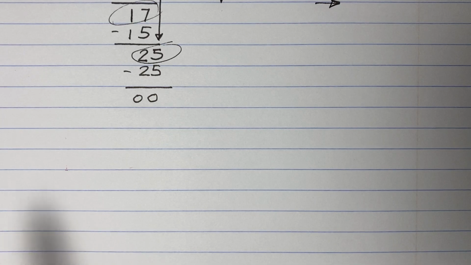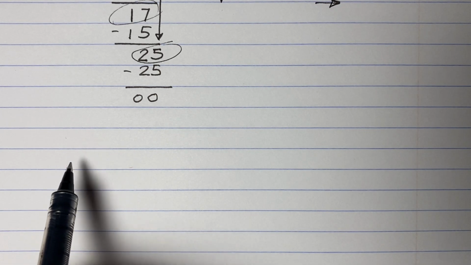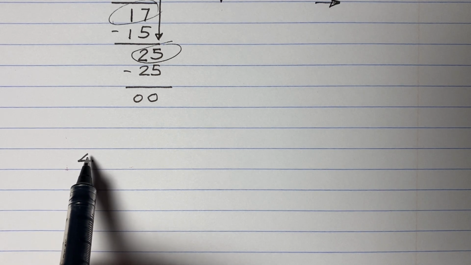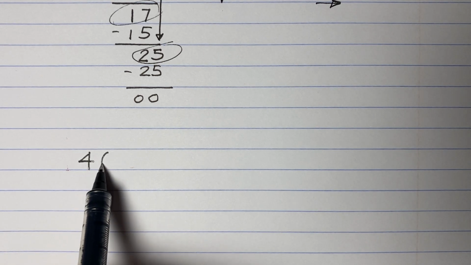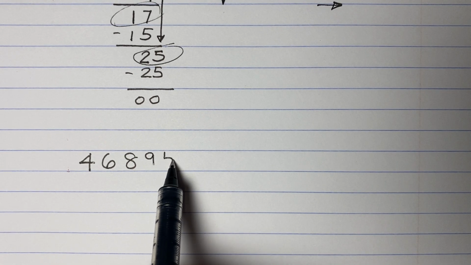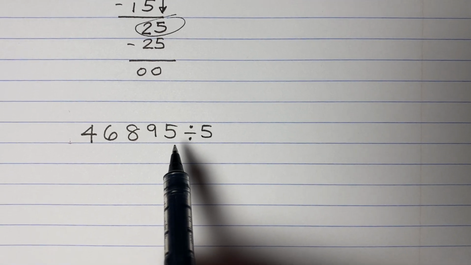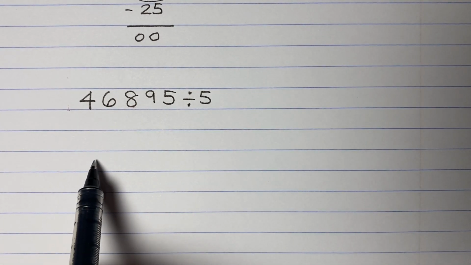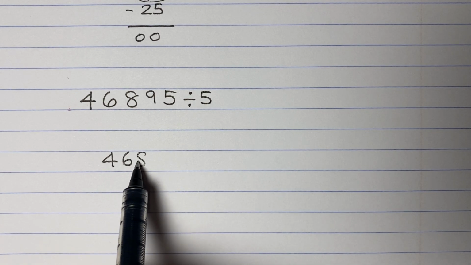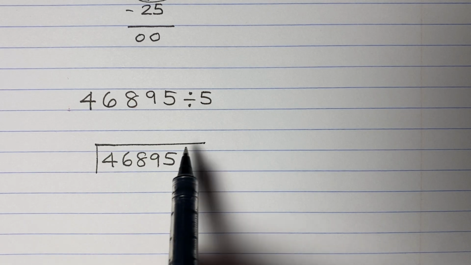Okay, I'm going to give you another example, a bit longer. Say divide by 5 because it's easy. 4, 6, 8, 9, 5 divided by 5. So, bus stop method. 4, 6, 8, 9, 5 divided by 5.